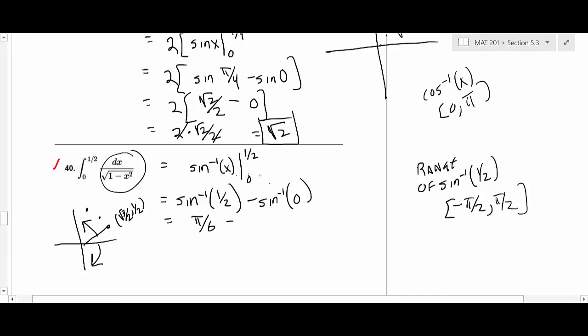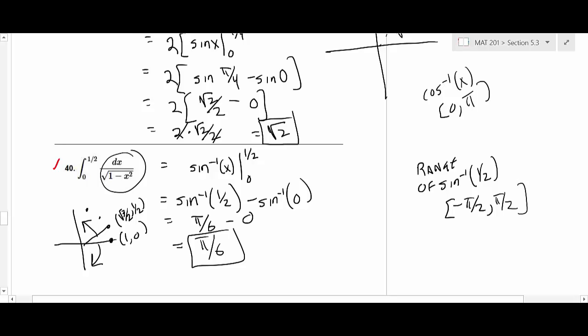And then the inverse sine of 0, the only place on the unit circle within that range would be at 0. So you get that. That means the answer to this problem would then be pi over 6. That's the exact area under that curve.